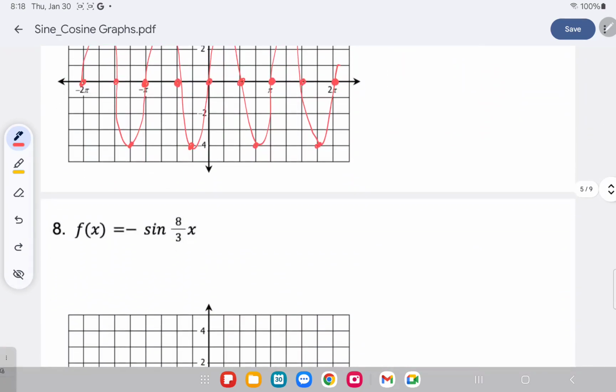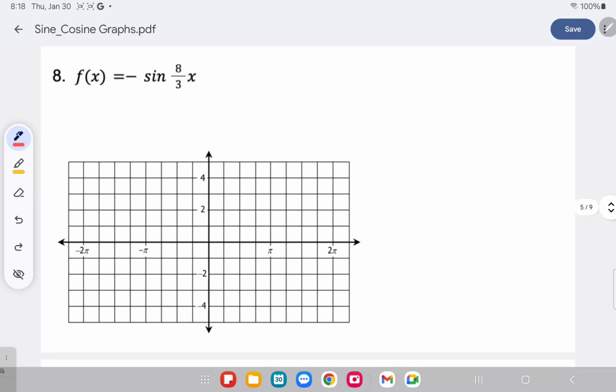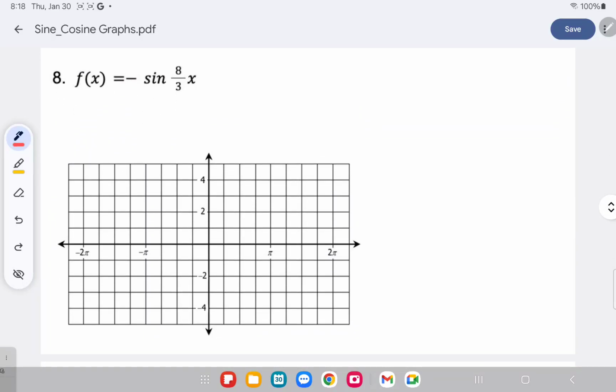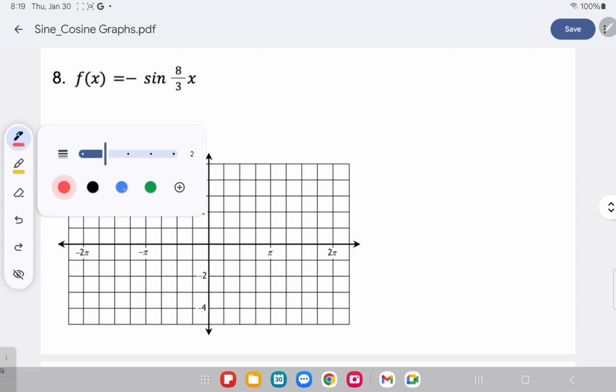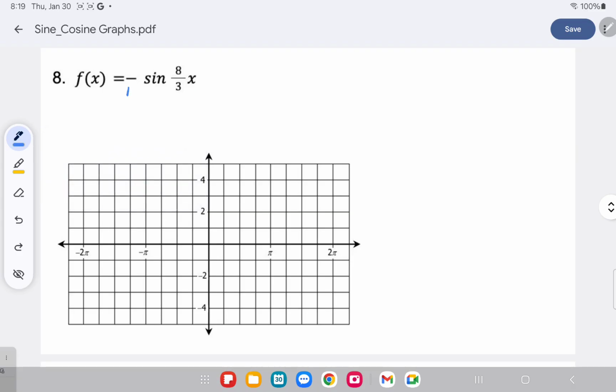So before we do some, oh, nope, just kidding. One more sine graph. So last sine graph. This time we've got a negative. This is number 8 on your notes. Negative is a reflection. So it's going to be upside down from normal, which means we're going to go down first instead of up first.